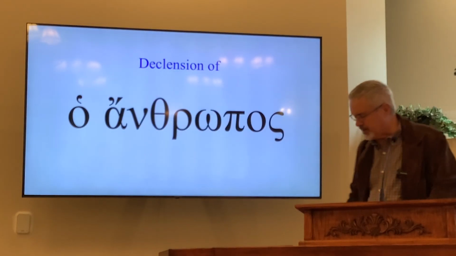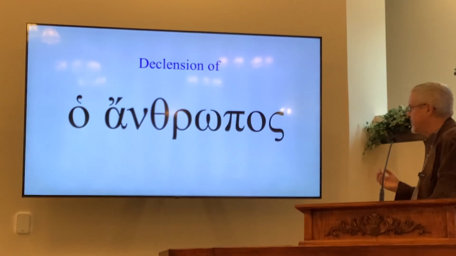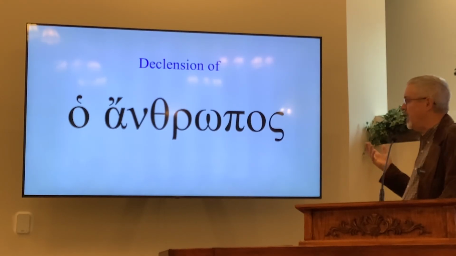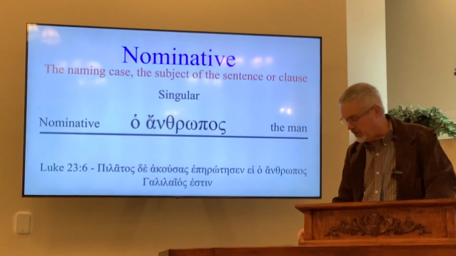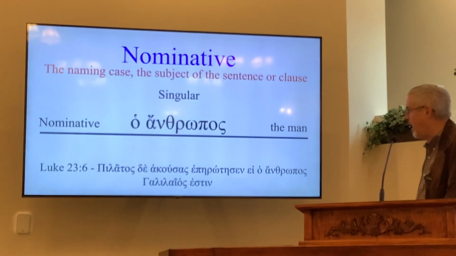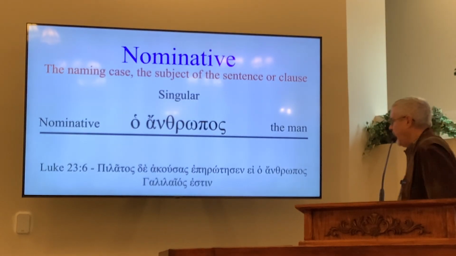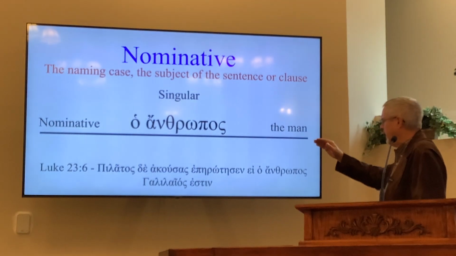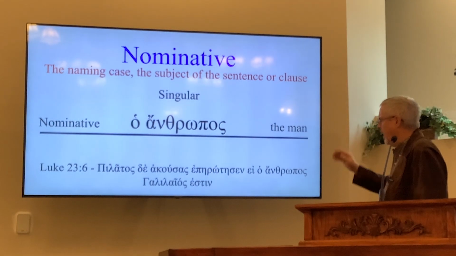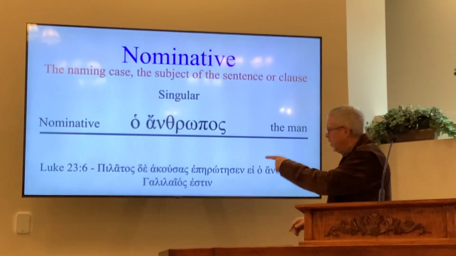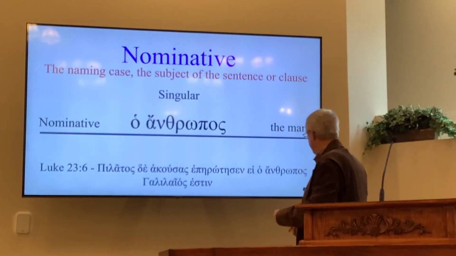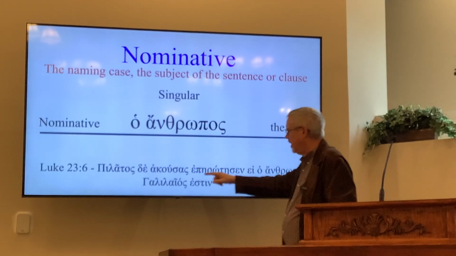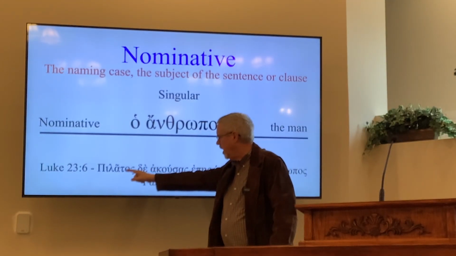So this is ho anthropos. This is literally the man at the moment. That's nominative is what that is. We'll look right over here. Nominative, ho anthropos. And in Luke 23:6, here we have ho anthropos over here. That's in the nominative. Pilatos, that is Pilate.